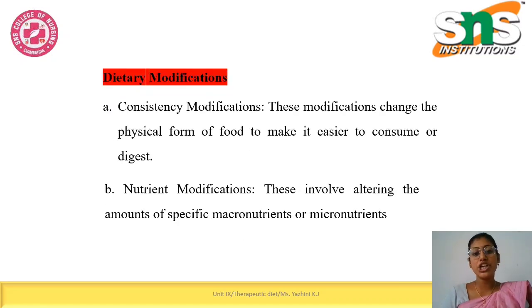Dietary modifications. Therapeutic diet often involves two types of modifications. One is consistency modification. This changes the physical form of food to make it easier to eat or digest, for example liquid or soft foods for patients with swallowing difficulties. The other is nutrient modification, which adjusts the amount of macronutrients like carbs or proteins, or micronutrients like sodium or potassium, to suit the patient's condition. Let's dive deeper into consistency modification in the next part.